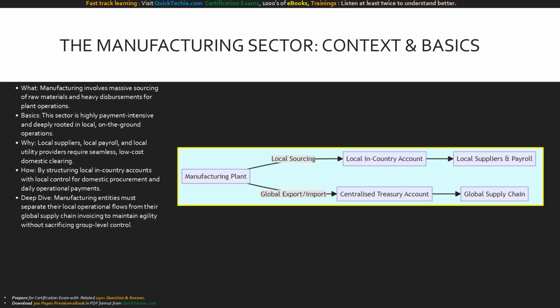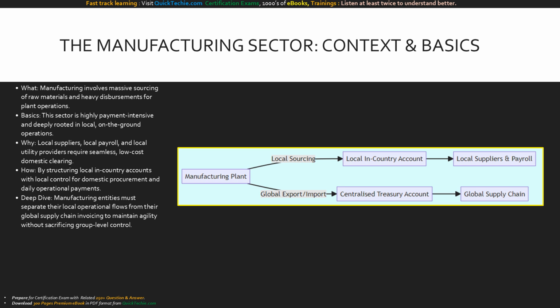Let's dive into our first sector case study, manufacturing. What defines the financial flows of a manufacturing firm? It involves massive sourcing of raw materials and heavy, continuous disbursements for running physical plant operations. The basics of this sector are that it is highly payment-intensive and deeply rooted in local operations. Why does this matter for our bank accounts?